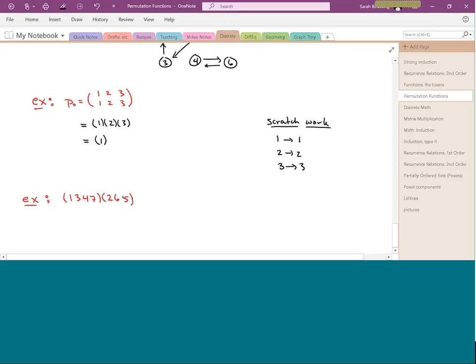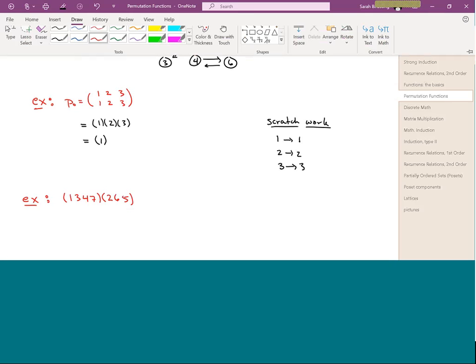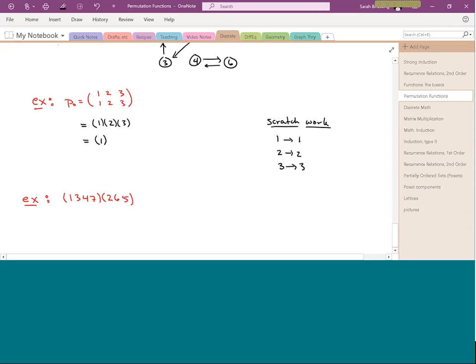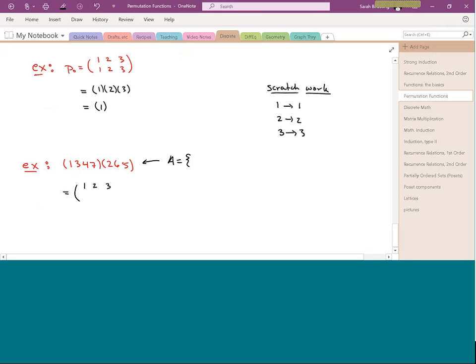Okay, so this one, we want to go back to the two-column format. The first thing you want to do if you want to go back to the two-column format is figure out what your building set A is. Why? Because that's going to be your first row. Anybody have a guess what the building set A should be?